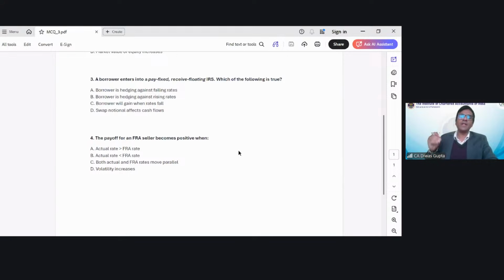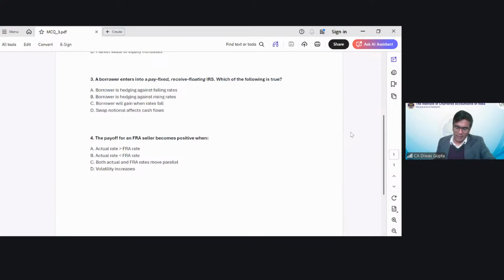Swap notional effects on cash flows. So, in case I am trying to put myself into a situation wherein I am paying fixed and receiving floating, that means what? That means I am protecting myself against the rising rates, right? So the correct answer is borrower is hedging against the rising rates. Yes, you're right, Saminathan. Lavanya, you're also right. The correct answer is B.